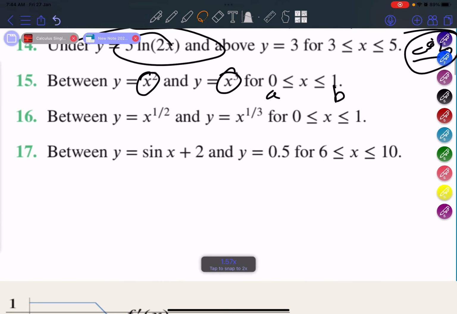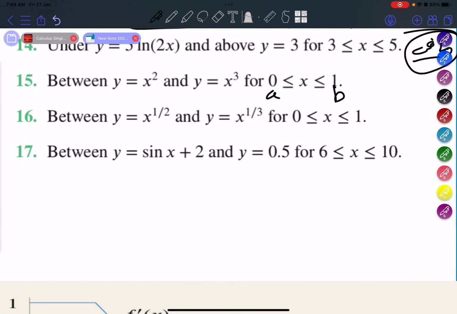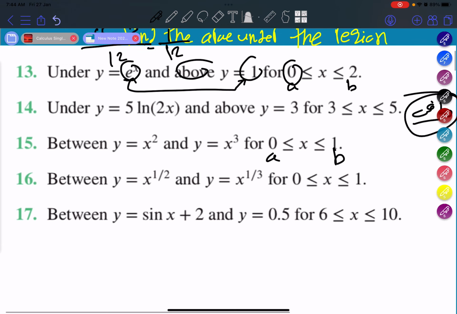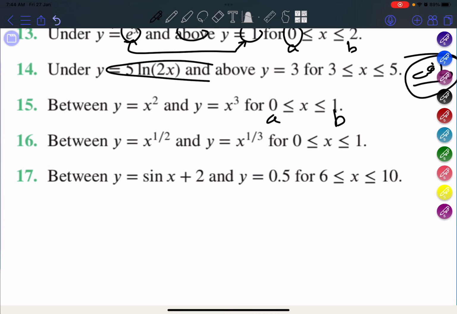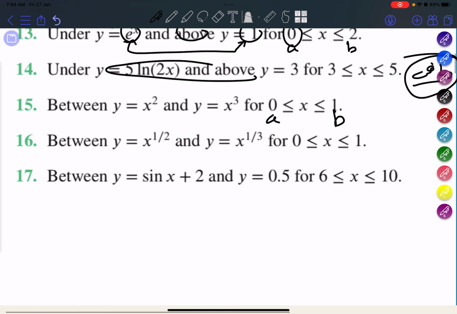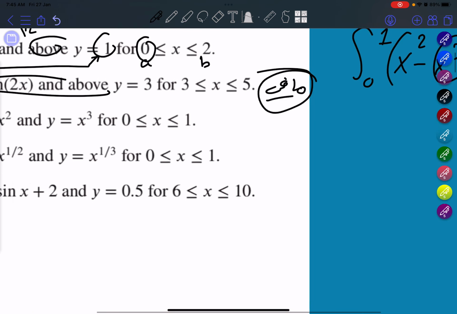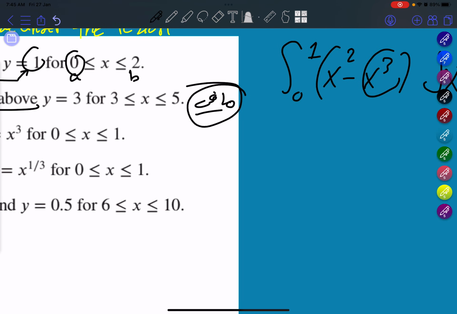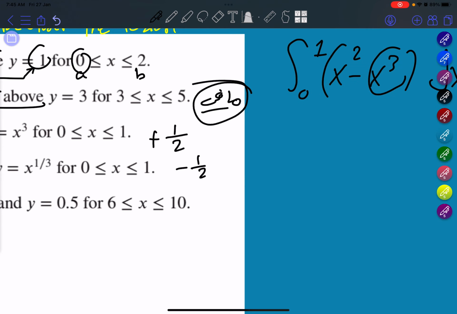Question 16, we can observe that from question 15 and 16, question 16 is the opposite of question 15, because here we have power 2, this is power 1 over 2. This is power 3, this is power 1 over 3. Hence, what effect will this have on our answer? Since our last answer was positive 1 over 12, this will be negative 1 over 12.